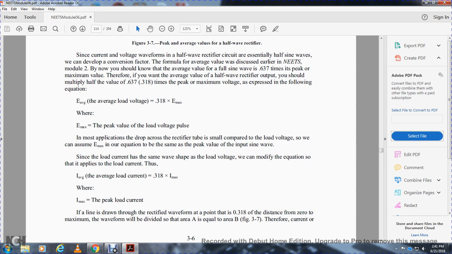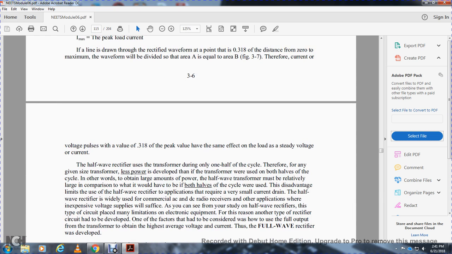The line drawn on the rectified wave at this point is 0.318 of the distance from zero to maximum. In the waveform, the area A is equal to the area B. Therefore, the current or voltage drop of 0.318 times the peak value has the same effect as the actual load voltage and current.